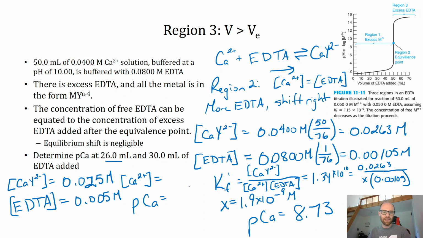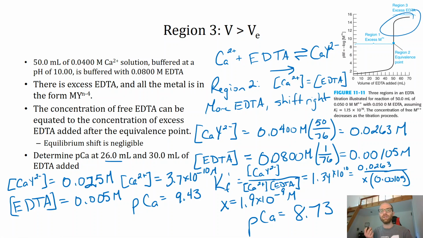Going through the math and plugging in K prime F, you get 3.7 times 10 to the negative 10th molar, and that'll be a pCa value of 9.43. So we're not quite seeing, like, in 1 milliliter we got 3 units of shift. In an additional 4 milliliters we got not quite 1 more unit. So we definitely have this leveling effect happening in region 3.